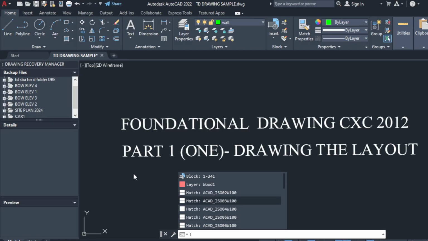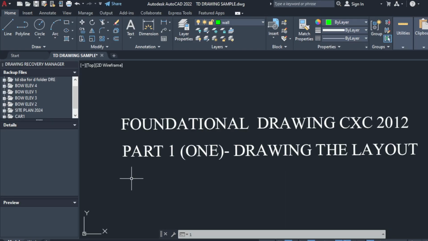Good day, students. Today we are going to be looking at foundational drawings, CXC 2012. In particular, we're going to be zeroing in on drawing the layouts in Part 1. Let's have a look at that CXC question.